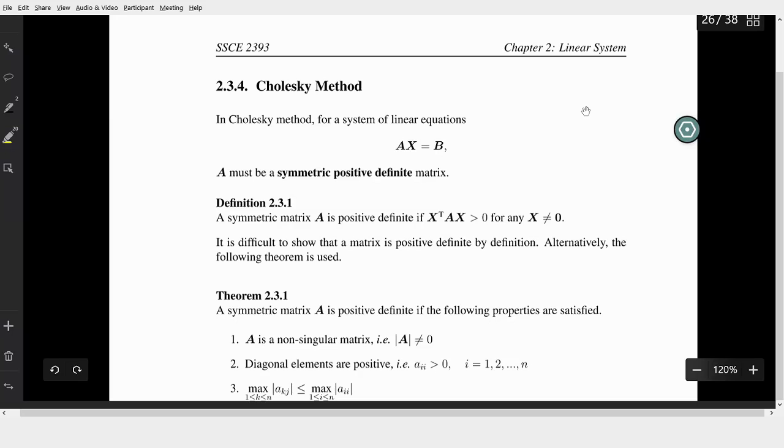All right, please come back. Okay, we'll proceed with next method, which is Cholesky.